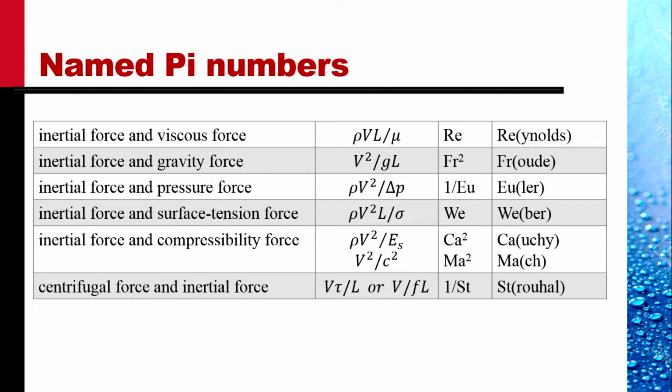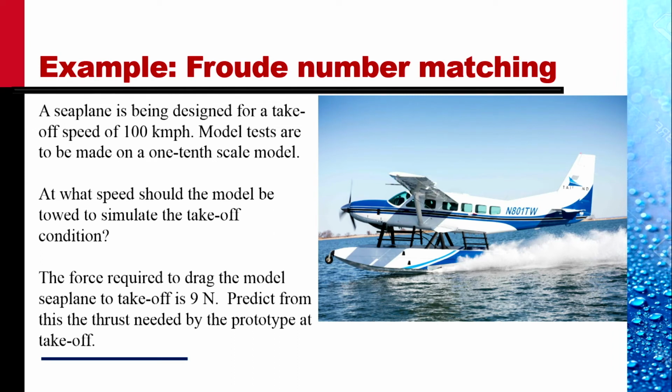If we equate the scale factors of inertial and gravity forces, we get V square by GL, which is the square of the Froude number. Similarly, the Euler number, Weber number, Cauchy number, Mach number, and Strouhal number. This was all done in the last class as well.